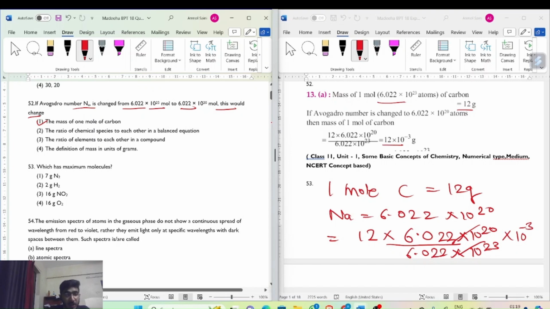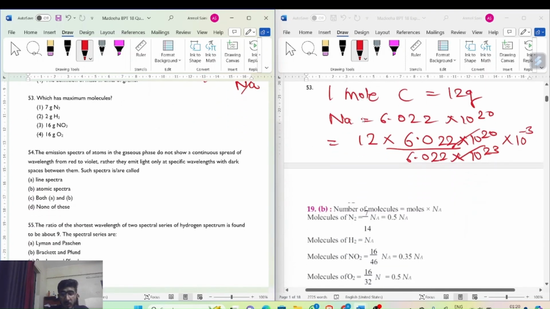The second option, the ratio of chemical species to each other in a balanced reaction. Here it is talking about ratio. If there are molecules in the numerator and molecules in the denominator, they will both be cancelled out. So if there is a change in NA, there will be no change in the ratio of chemical species to each other in a balanced reaction. Similarly, there will be no change in the ratio of elements to each other in a compound. So the correct answer is option 1.